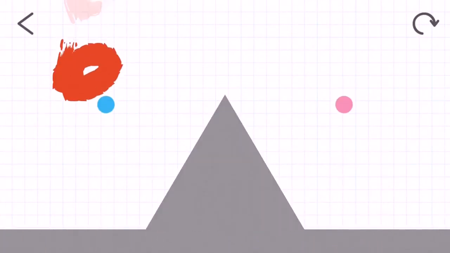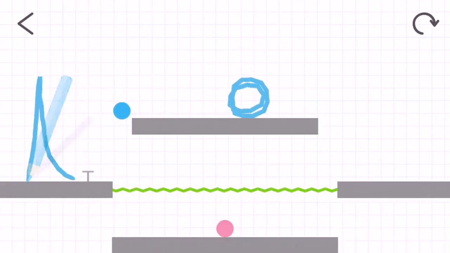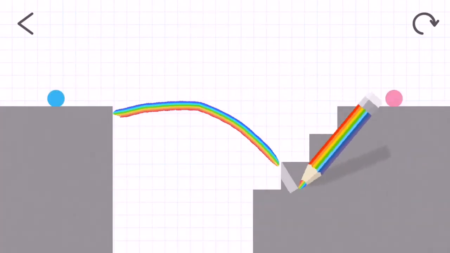Create stages. Create your own stages and see if users all over the world can solve them. Over 3 million stages already created.